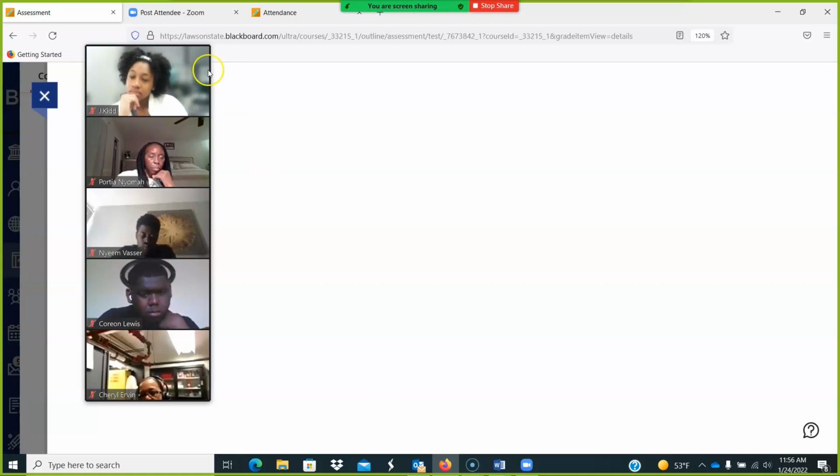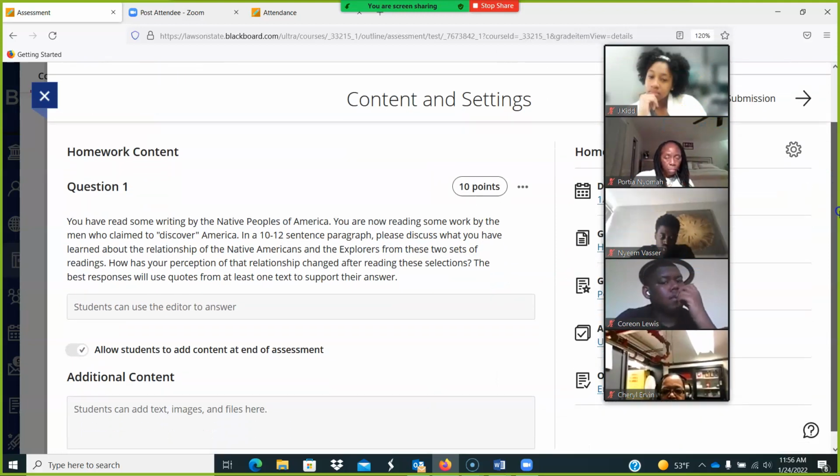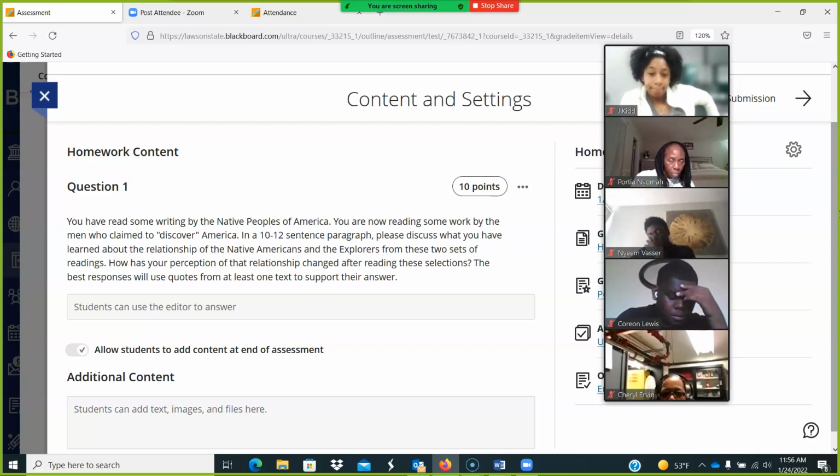Your week 3 assignment, which is due Sunday, says you have read some writing by the native peoples of America. You are now reading some work by the men who claimed to discover America. In a 10 to 12 sentence paragraph, please discuss what you have learned about the relationship of the Native Americans and the explorers from these 2 sets of readings. How has your perception of that relationship changed after reading these selections? The best responses will use quotes from at least one text to support their answer.